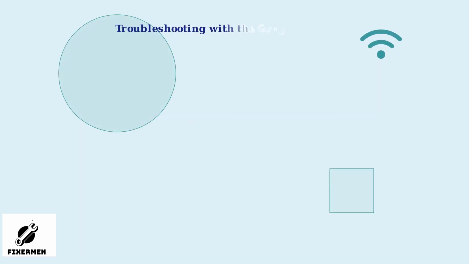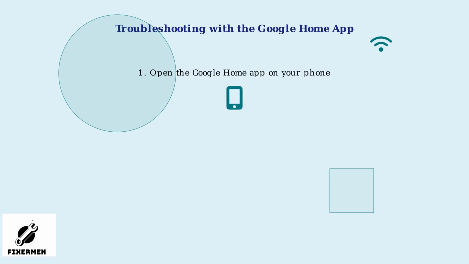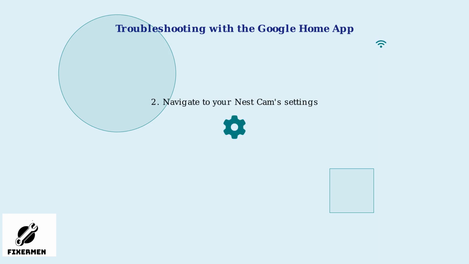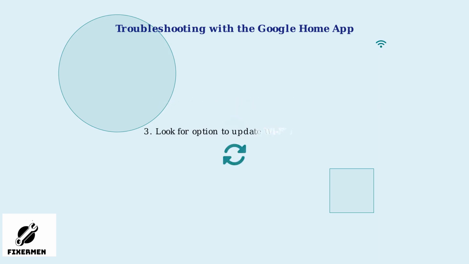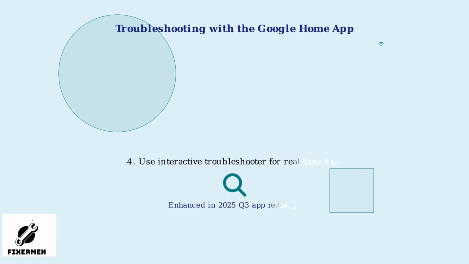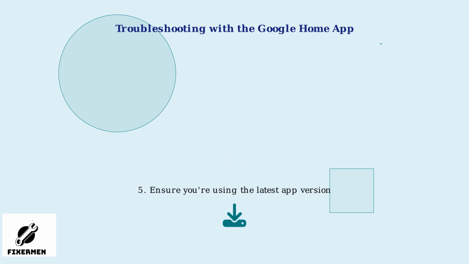Google has significantly improved the Google Home app to help resolve Wi-Fi issues. Open the app and navigate to your Nest Cam's settings. Look for an option to update the Wi-Fi network. The app often provides an interactive troubleshooter that can detect Wi-Fi problems in real time and suggest step-by-step fixes. This feature was significantly enhanced in the 2025 Q3 app redesign. Make sure you're running the latest version of the app for the best experience.